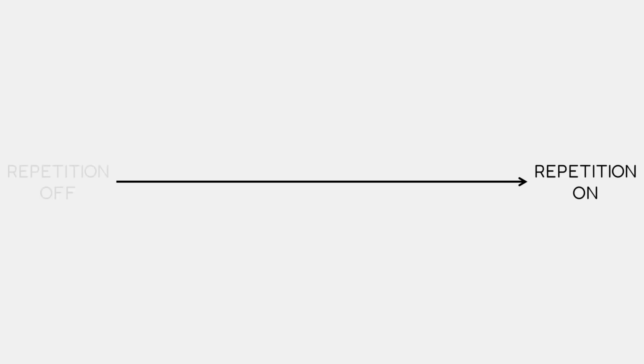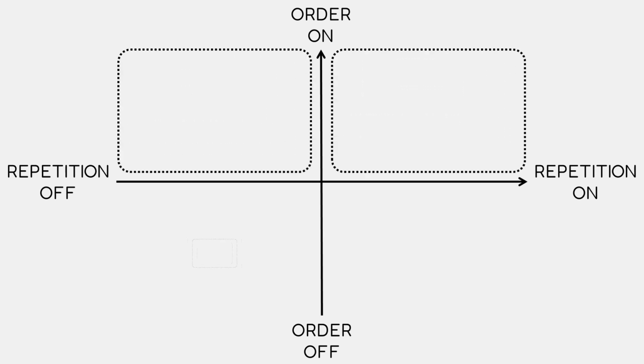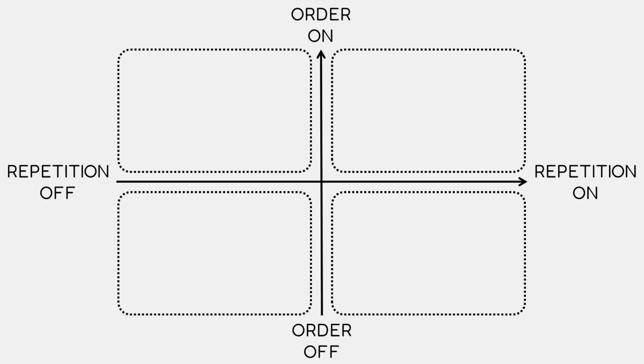Let's build a coordinate plane where the horizontal axis shows repetition. Positive means the option is on, negative means it's off. The vertical axis shows order. Again, positive means the option is on and negative means it's off. To help you remember, keep in mind that we put the order option in the vertical axis, which is also called the ordinate. Each of the 4 quadrants represents one of the 4 rule sets of the game, and we'll put the corresponding formula inside each quadrant.